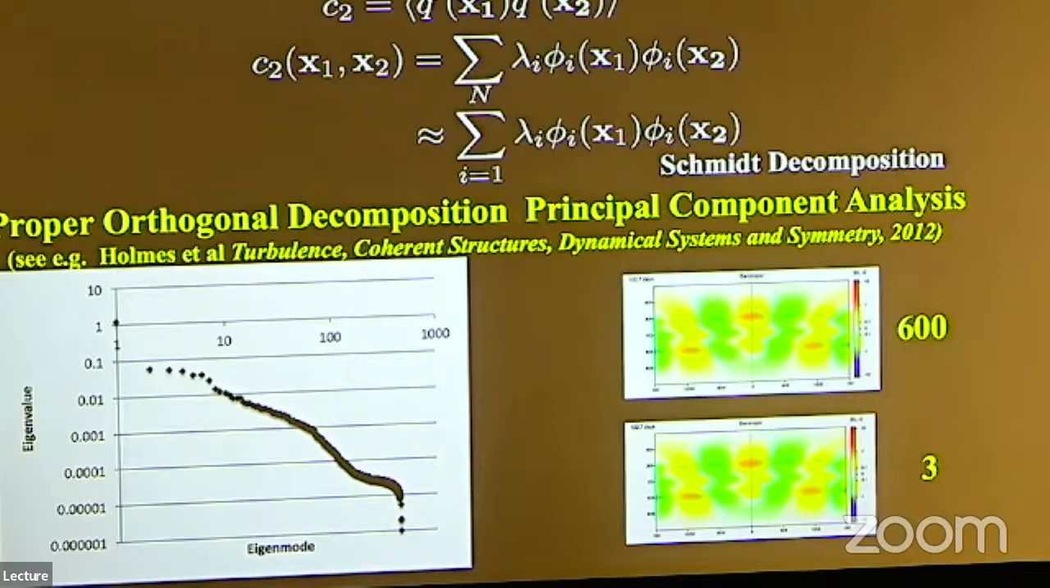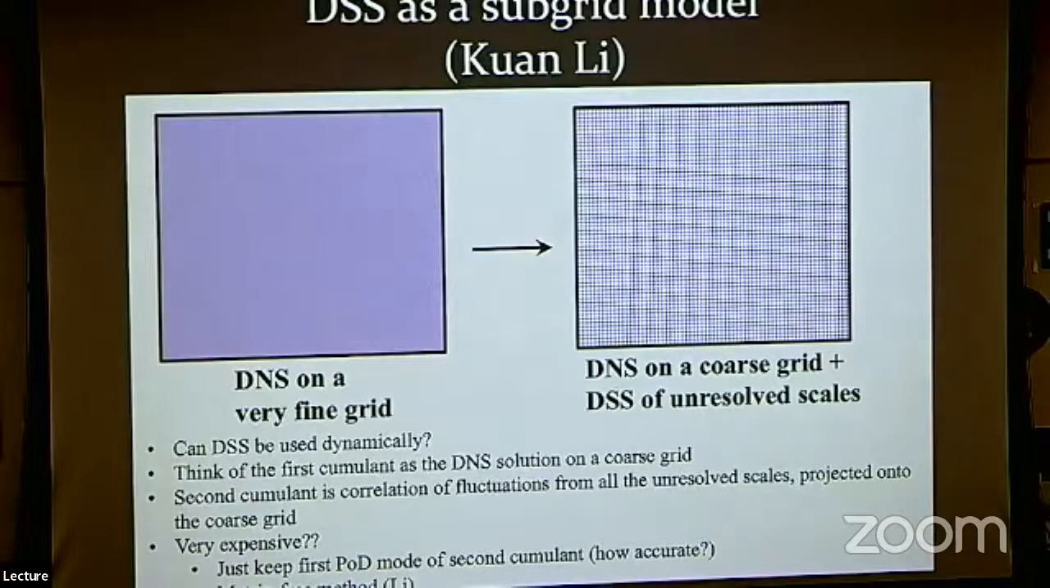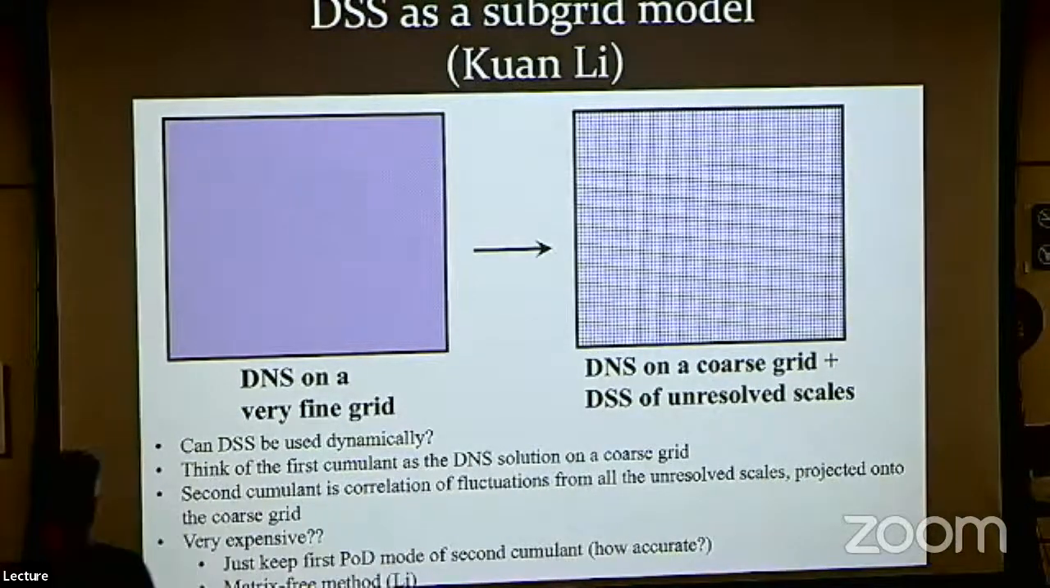So, okay, very quickly, this is work my postdoc Quan has been doing, and we're still trying to understand what he's doing. The question we were asking is, can direct statistical simulation be used dynamically? So this is trying to combine DNS with DSS.